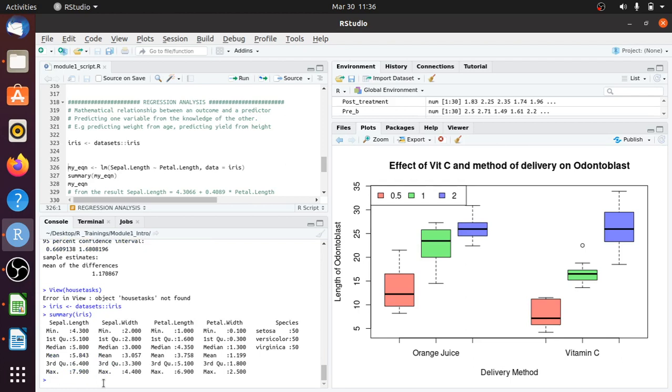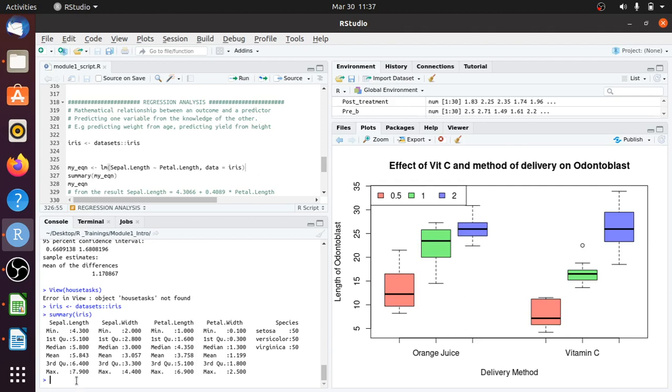Now you can see here that we have sepal length, which shows the minimum, the maximum, and other values. We have sepal width, petal length, petal width. Then we have the species, 50 of each flowering plant. Now we want to look at whether there is a relationship between the sepal length and the petal length. How do we go about that?